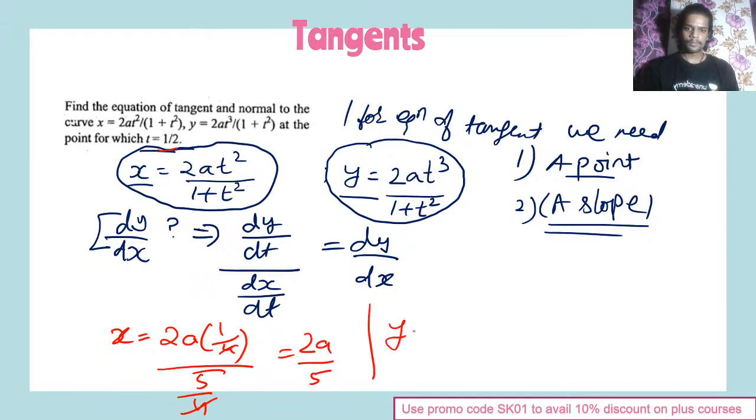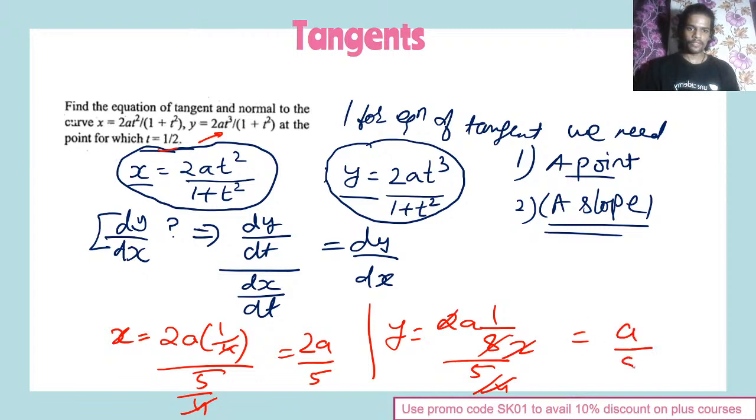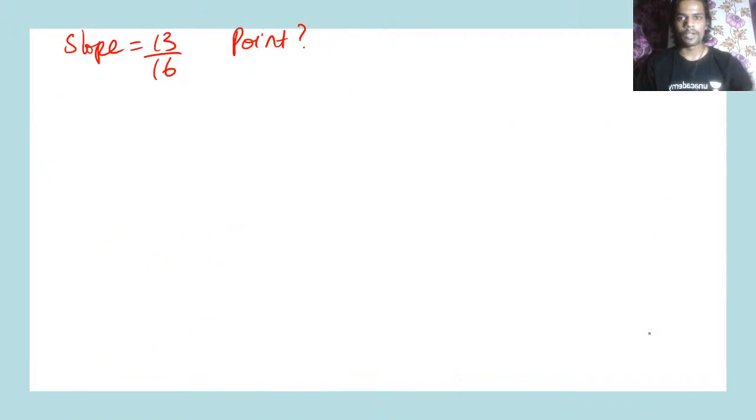What about y? If you put t equal to half here, you will get 2a t cube, which is 1 upon 8, upon 1 plus t square, which is 1 plus 1 by 4, which is 5 by 4. 4 and this will cancel out. 2 and 2 will cancel out. So this will be a by 5. So I have the point which is 2a by 5 comma a by 5.